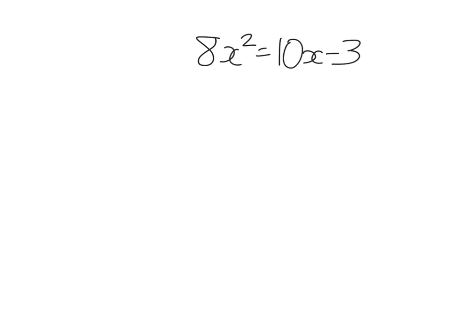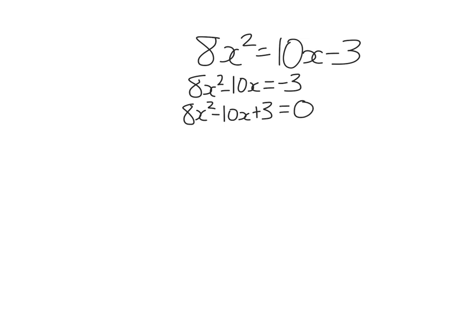8x squared equals 10x minus 3. So remember, when we solve quadratics, we have to have one side equal to 0. So I'm going to subtract 10x from both sides. And then I want one side to be 0, so I'm going to add 3 to both sides. So I get 8x squared minus 10x plus 3 equals 0.